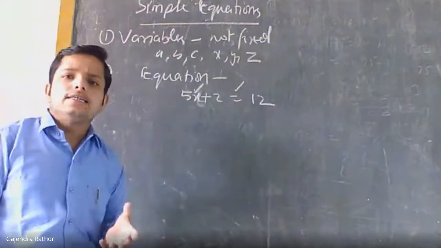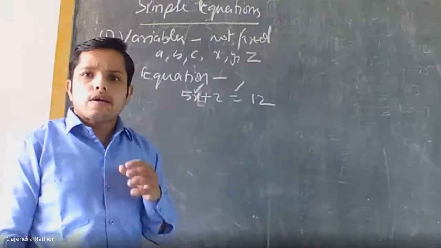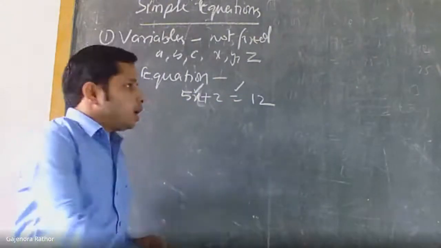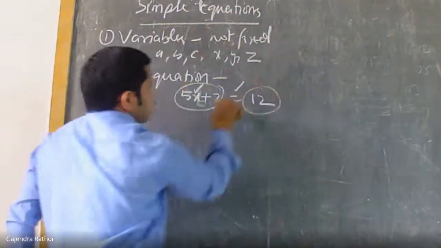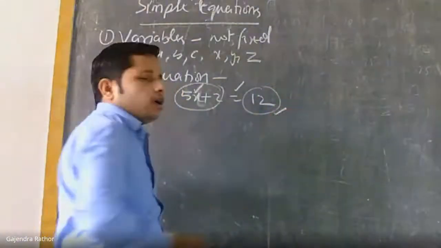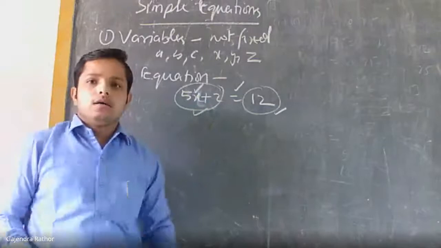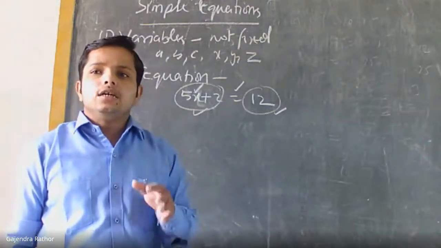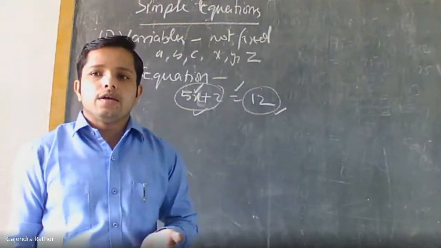And what is the condition? Just as I told, an equation is a condition on a variable. What is the condition? The condition is that the value of this side will be equal to the value of the other side. That means the value of each side should be equal. That is the condition on the variable.